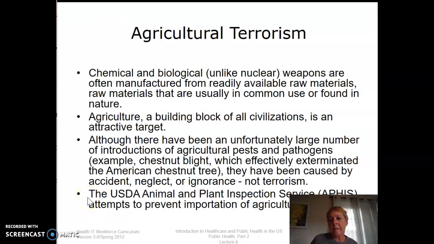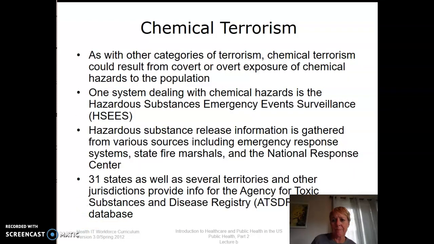Ag terrorism, they're often manufactured from raw materials, but agriculture is very important, so it's an easy target. And there have been a large number of introductions of agricultural pests and pathogens that could impact our agriculture industry. So, the ag industry is regulated by the USDA through routine inspections.